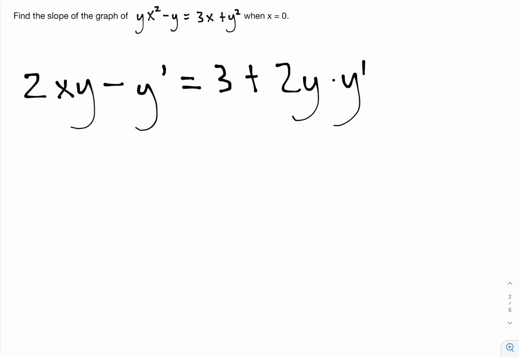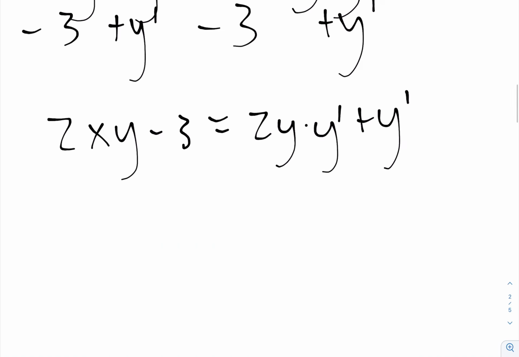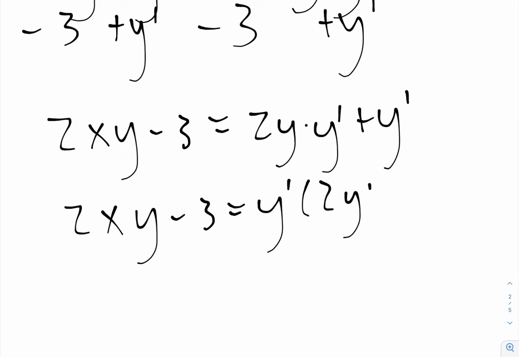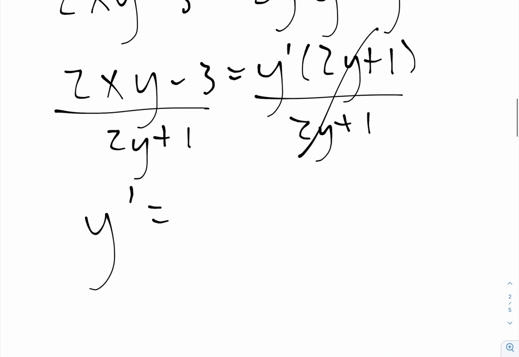So what we're really trying to solve for with implicit is y prime. So let's add y prime on both sides. And let's get rid of this 3. Let's subtract it on both sides. So we get 2xy minus 3 equals 2y times y prime plus y prime. So if we want to solve for y prime, we can factor out y prime. And it's going to be y prime times 2y plus 1. Get rid of this 2y plus 1 by dividing it on both sides. Right, that's going to cancel. So y prime is going to be 2xy minus 3 over 2y plus 1.